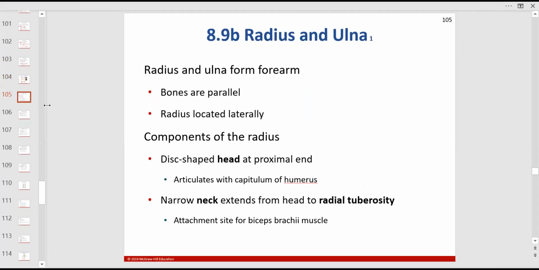Now the radius. Radius is fairly simple. It has that head, looks like a nail head, which is the proximal radius. And it has a tuberosity, radial tuberosity, which I probably won't ask you. That's the site of attachment for the biceps brachii. But you have to know the head, and you have to know it's proximal. And you have to know that the radius is lateral, thumb side in the anatomical position. Just keep remembering that. That's a big help.